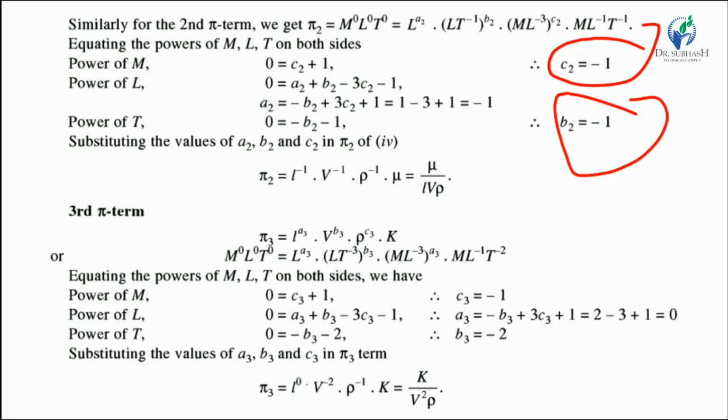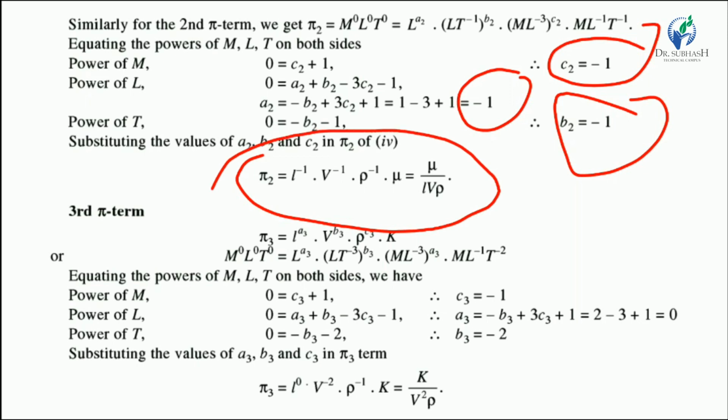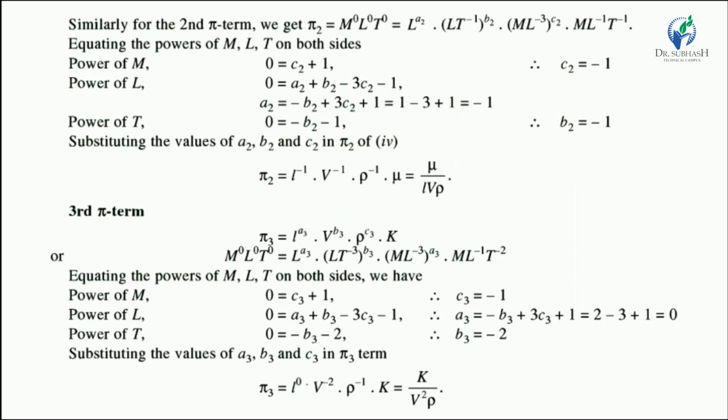A2 value is also minus 1. So put the values of the powers in the pi 2 term. So we get, arranging the variables according to power, mu upon LV rho. So pi 2 is equal to mu upon LV rho.